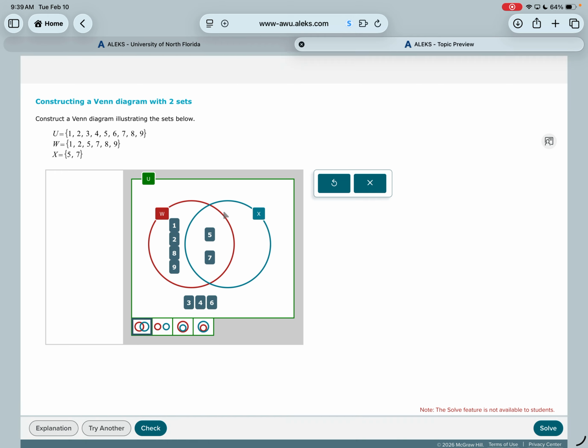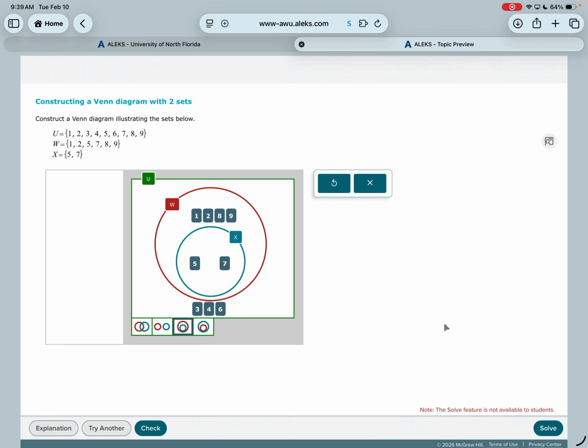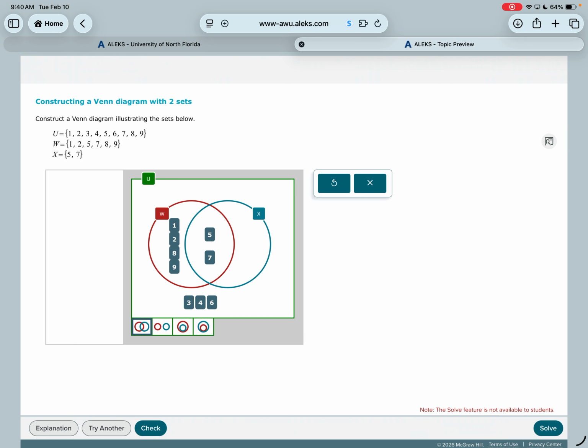So what this says is everything that's in X is also in W. So all the blue is also in the red. So I can actually change it to this one right here. And it says that X is all inclusive of W. So everything that's in X is in W. So you do have to change these circles to match up. Anytime you get a blank area, there's nothing in this area right here, you are going to have to change the circle, okay?